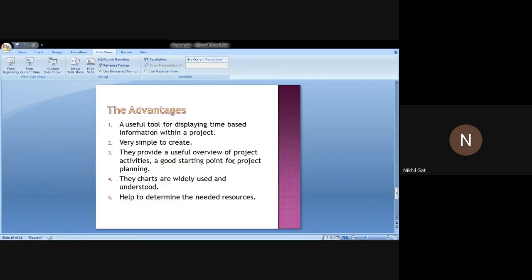The advantages of Gantt charts. It is useful for displaying time-based information within a project. It is very simple to create. They provide a useful overview of project activities and a good starting point for project planning. The charts are widely used and understood, and help to determine the resources needed.